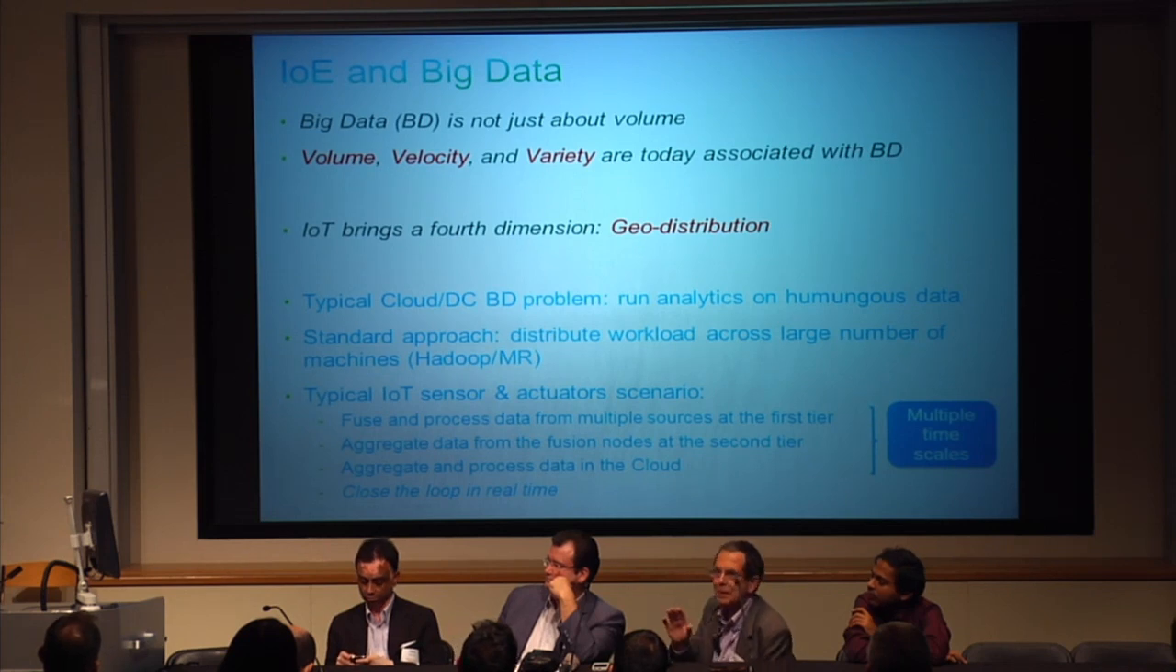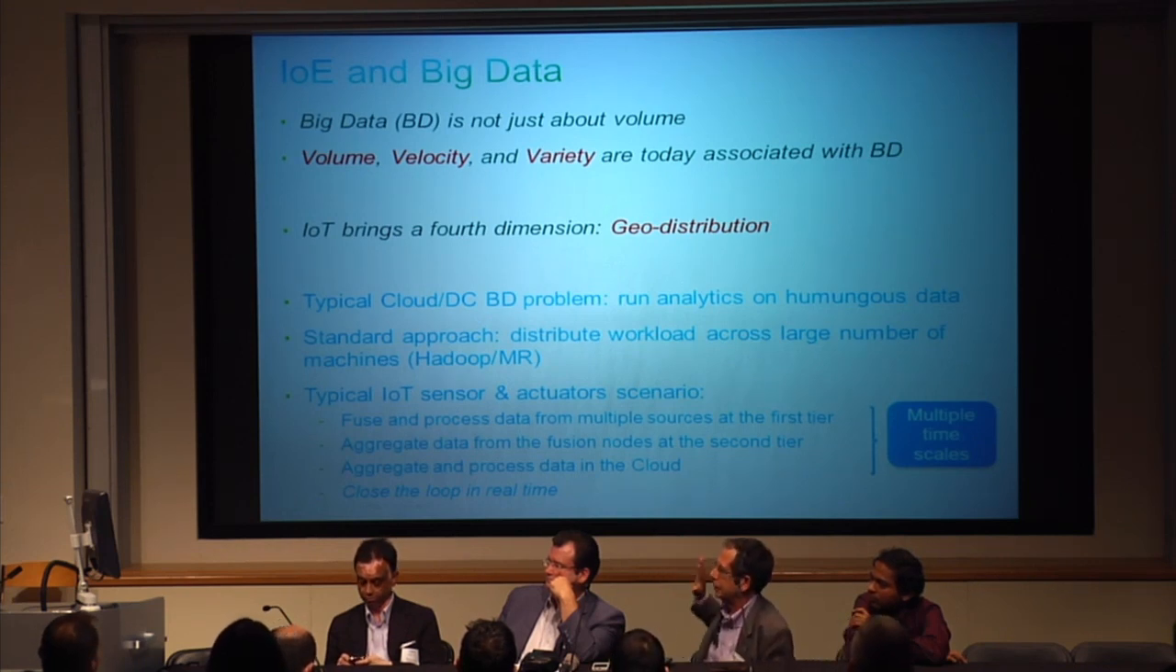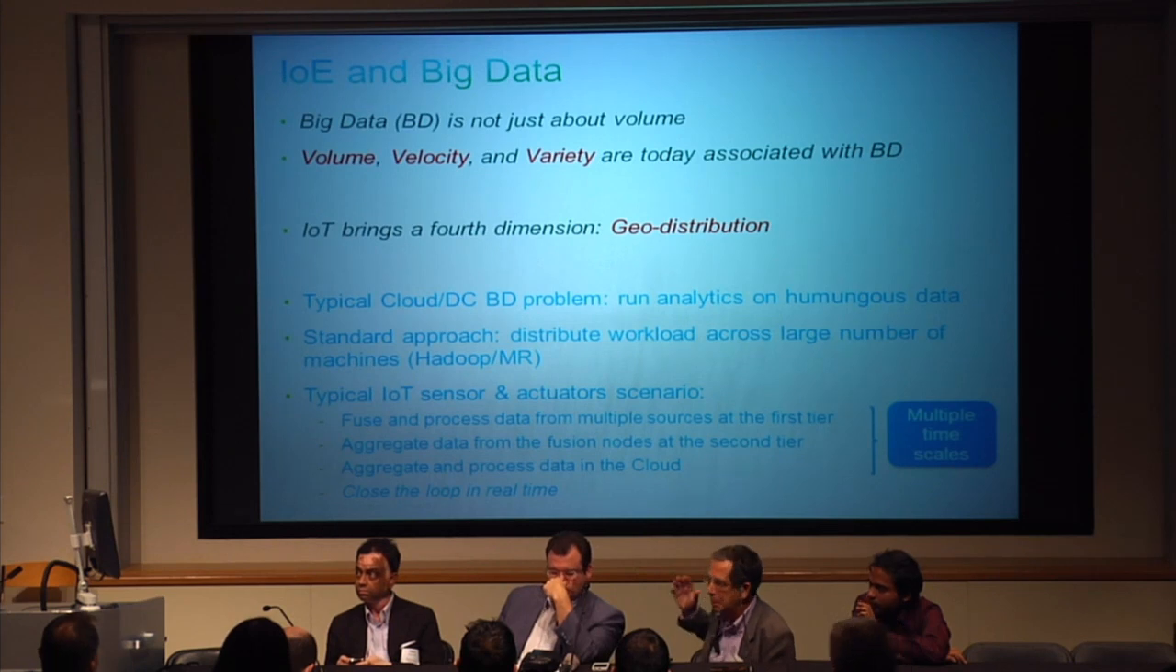So this is complementary. It's not intended to substitute what has been said before. People characterize big data by volume, velocity, variety, and veracity, and I agree with Alex, although I don't necessarily like that classification. I want to add another dimension, which is geo-distribution. To me, that is something emerging that we need to pay attention to, and it has a different character.